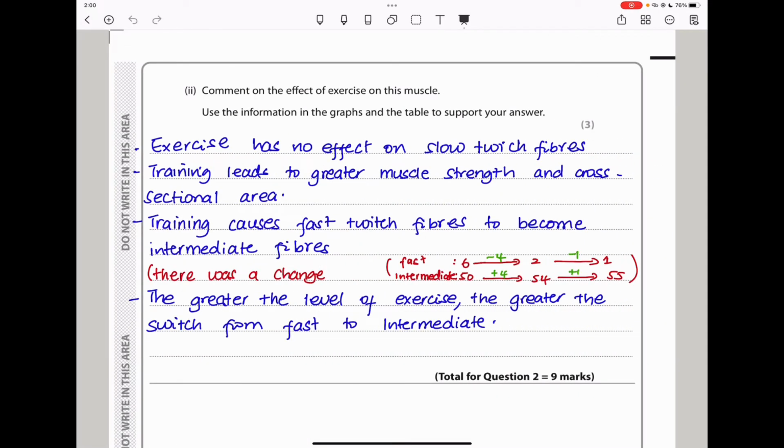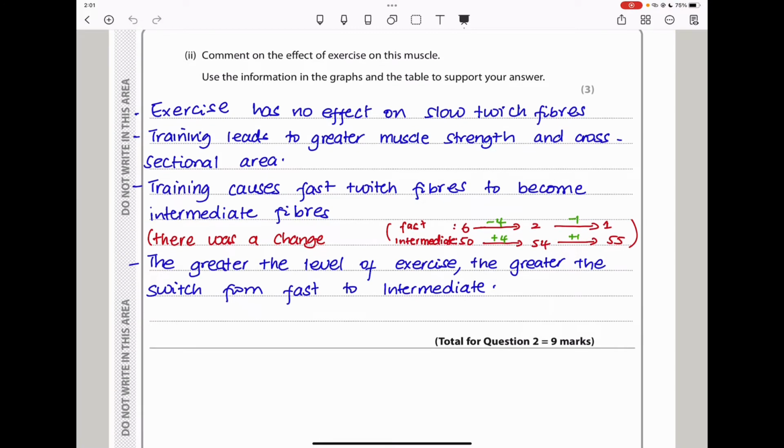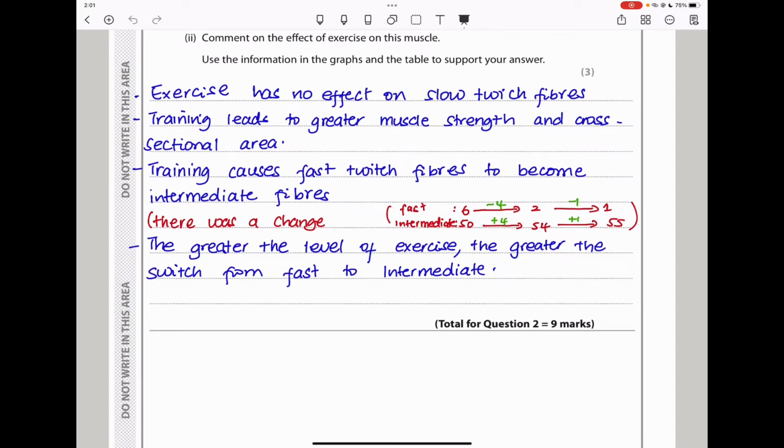So here I say, exercise has no effect on slow twitch fibers, and also training leads to greater muscle strength and cross-section area. We can see this part from the graphs and this part here from the table. Training causes fast twitch fibers to become intermediate fibers. We can see that change from the stuff I explained from the table. This is what I explained there. And then the greater the level of exercise, the greater the switch from fast to intermediate, basically. So this brings us to the end of question 2. Let's move on to question 3.